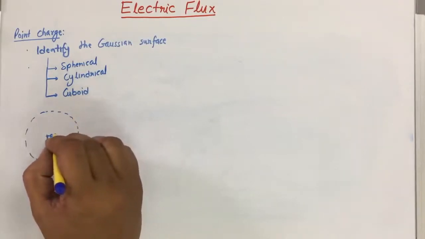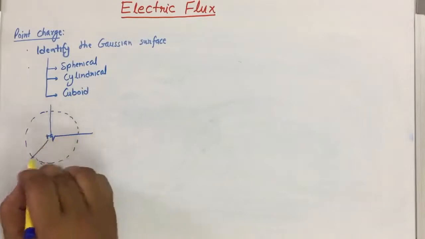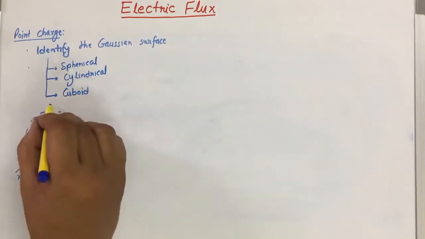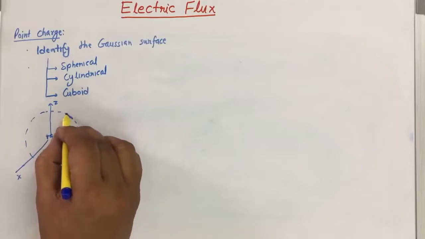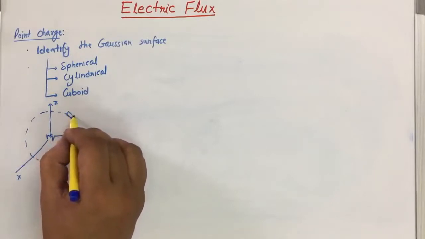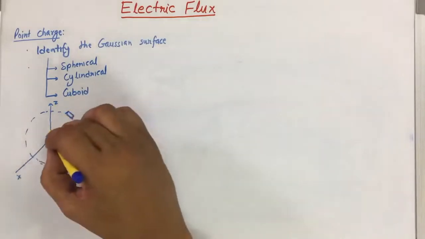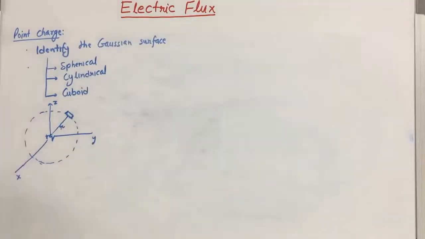And in case of a spherical surface, x, y, z, you can consider any surface here, dS, that is the radial vector r. Now let us apply the Gauss theorem here.